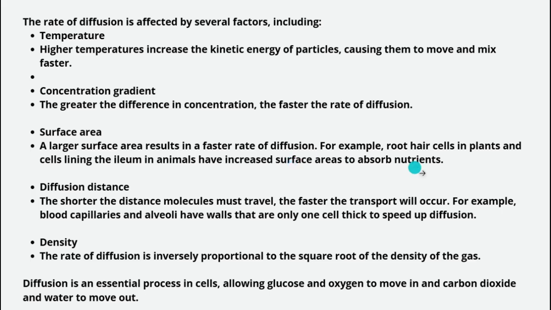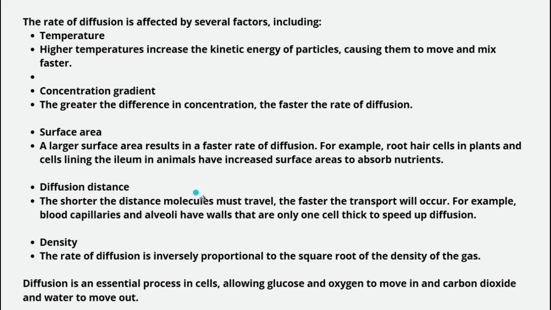And then another example is our root hair cells in plants. Also, cells lining the ileum in animals have increased surface areas to absorb nutrients, right? We understand why root hairs would need a large surface area, because they need to absorb a lot of water. And also the ileum in our small intestine would need an increased surface area in order to absorb nutrients. So it all makes sense.